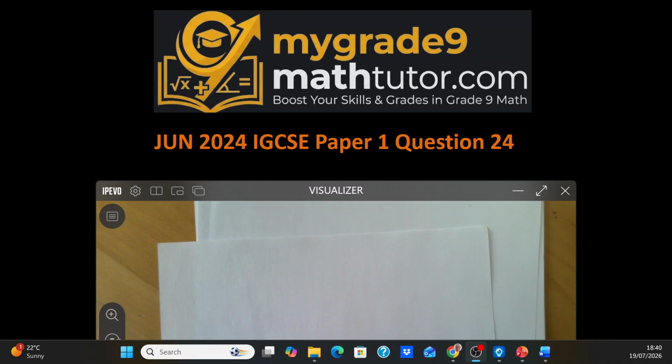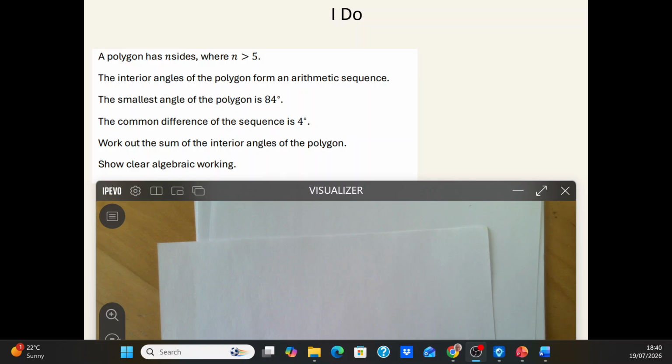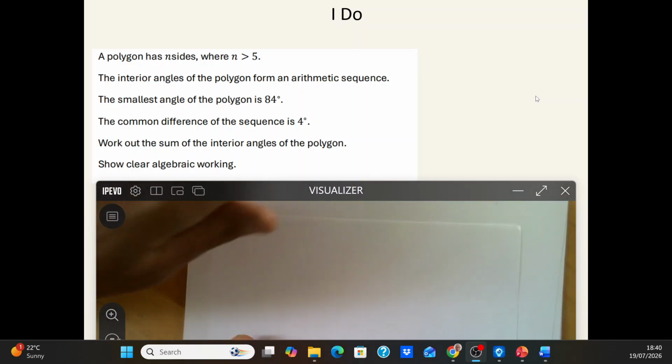This is June 24, IGCSE Paper 1, question 24. Hopefully you're looking at this to figure out where you made a mistake and to learn how to do the question. Right, so it is a question involving angles, polygons and series.